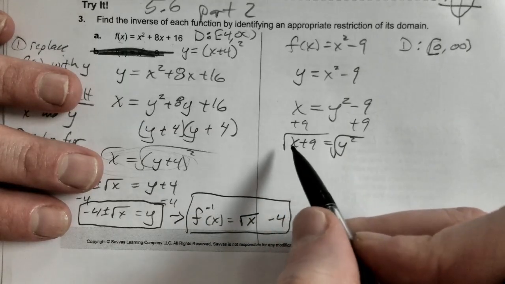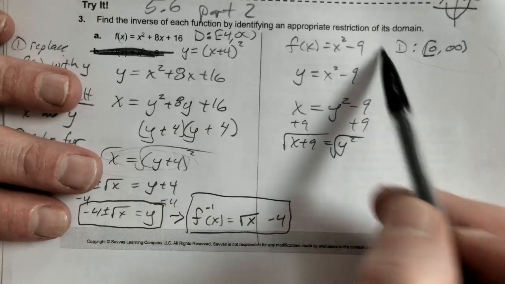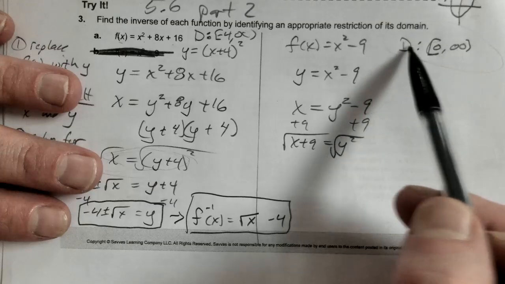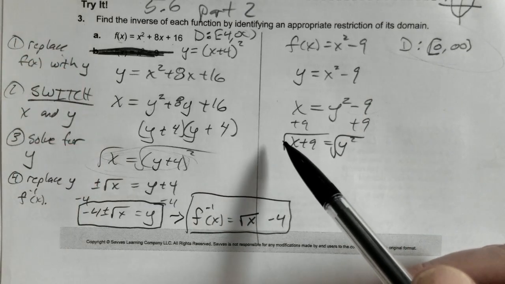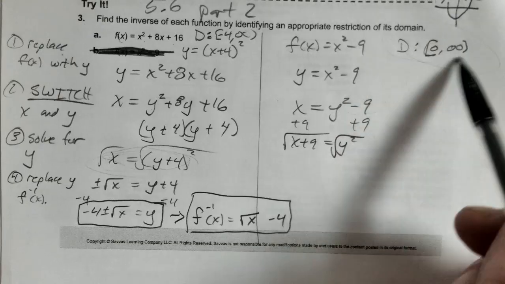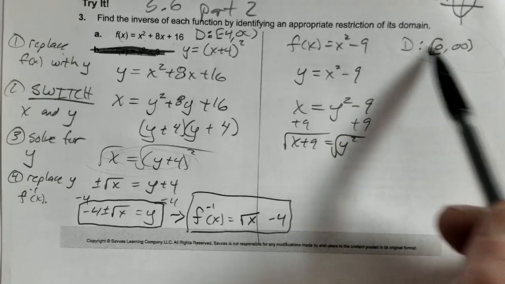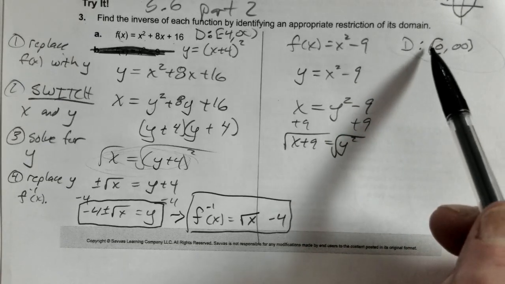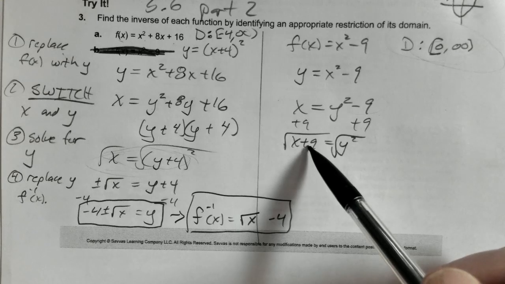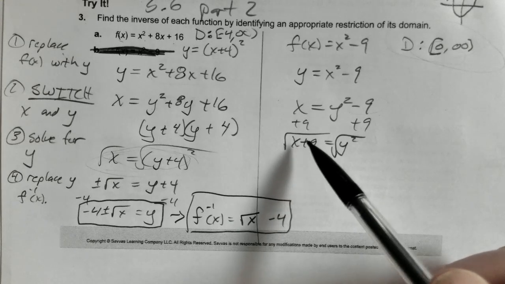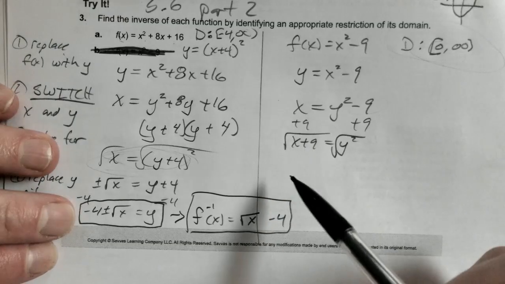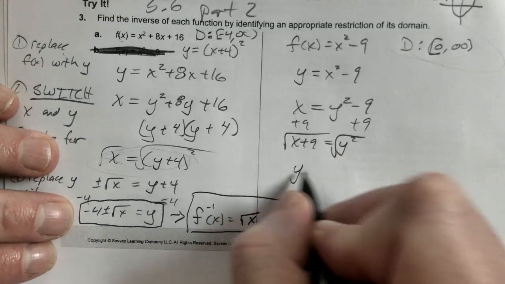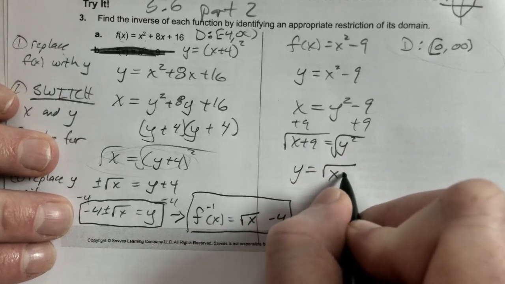Do I need the plus and minus? No. I've handled that with our domain restriction. I only need the positive version. Because we cut off the left half of the parabola, when I take the square root here, I don't need the positive and the negative. This allows me just to take the positive square root. So y is now by itself, and we have the square root of x plus 9.